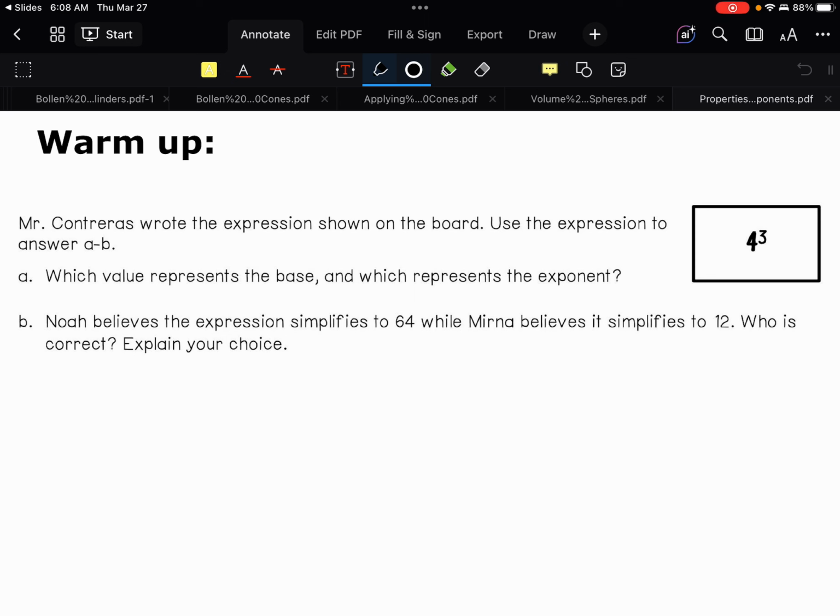And then Noah believes the expression simplifies to 64, while Myrna believes it's 12. Who is correct? So, again, we have 4 to the third power, or 4 cubed. So 4 here is the base, and 3 is the exponent.